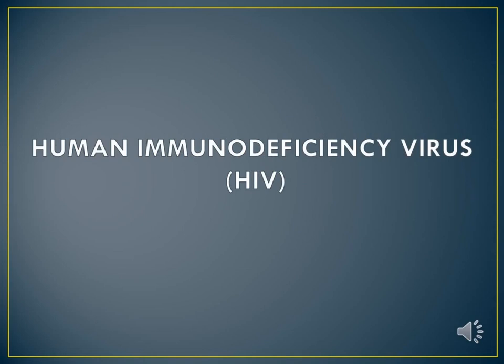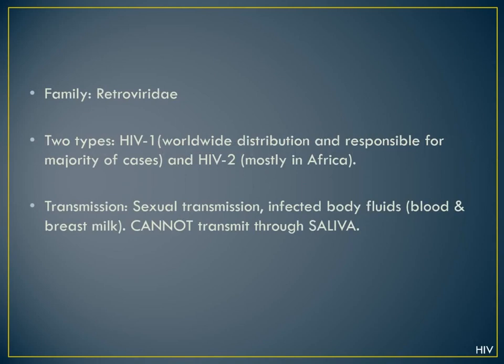So next we'll be talking about HIV. HIV is also known as human immunodeficiency virus. So the family of HIV is known as Retroviridae, and there are two types of HIV, which is HIV-1 and also HIV-2. HIV-1 is basically the worldwide distribution responsible for majority of the cases, which is common to us. And HIV-2 mostly occurs in Africa, mostly the east side of Africa.